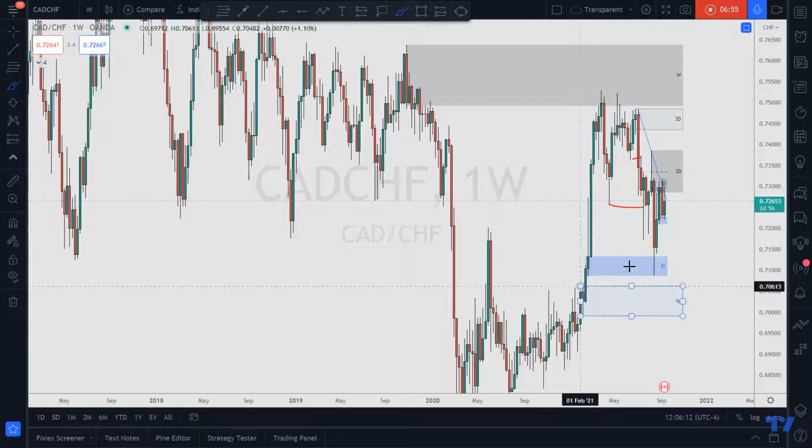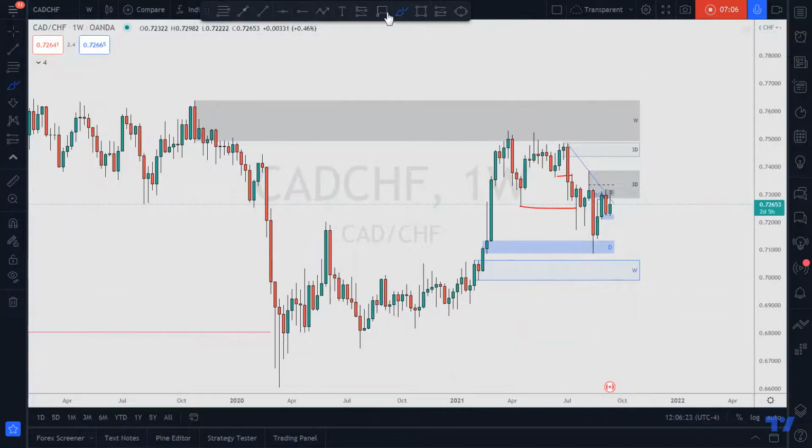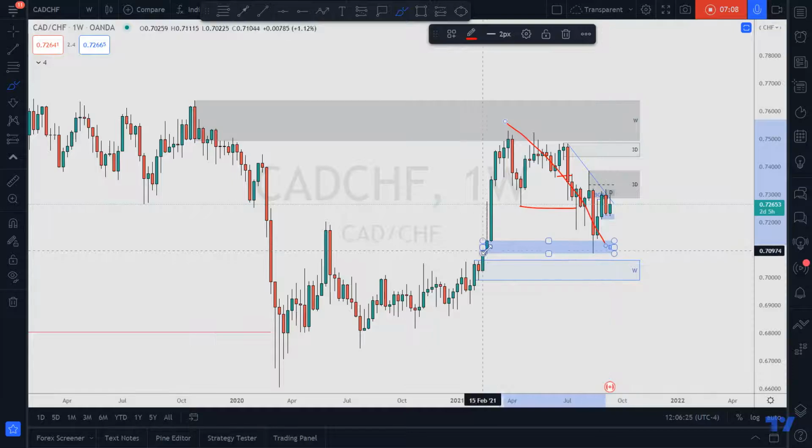It's the same process going up as coming down. All right. That's why I have this weekly highlighted. That's why I have this daily highlighted. And what did price do? Price came down and tested this order block and responded. Now it's in another order block.